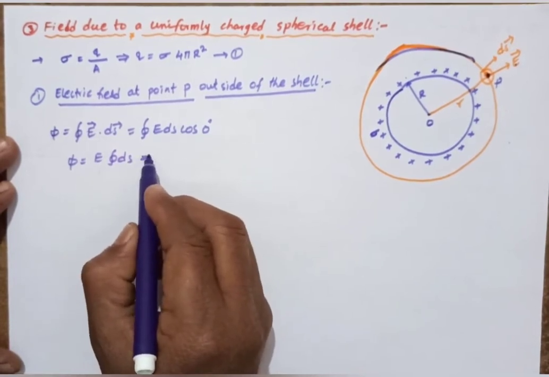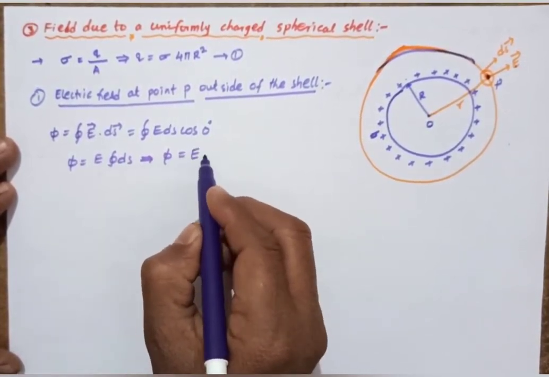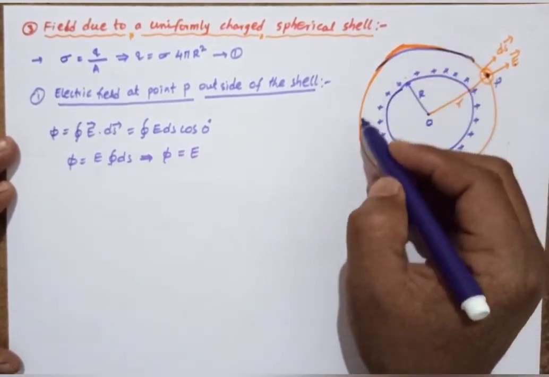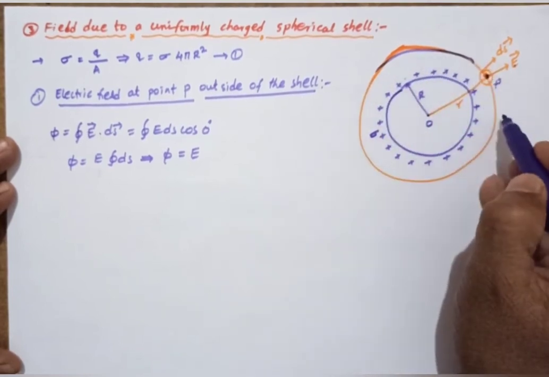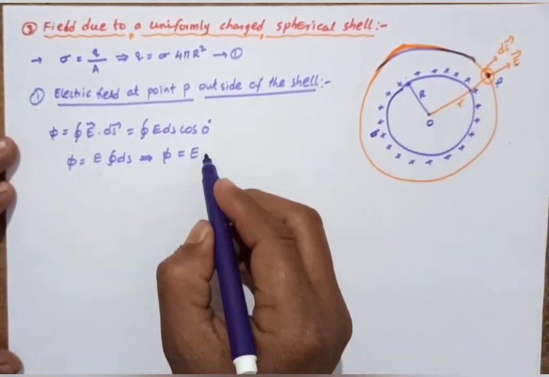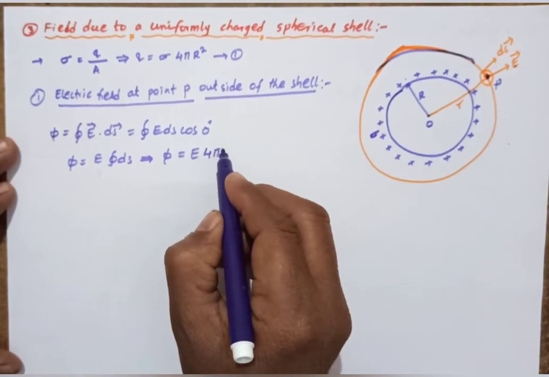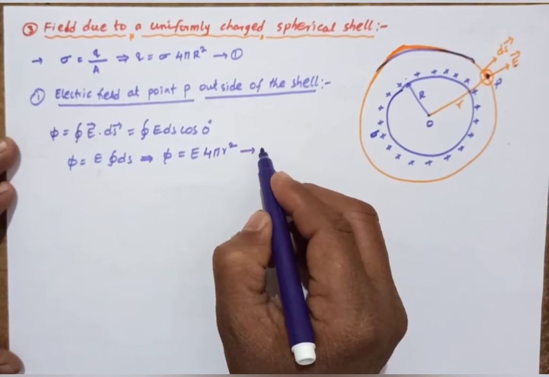So then flux Φ equals E into... so what is the area of this spherical shape, the Gaussian spherical shape? The radius is small r, so the area is 4πr². Okay, this is equation number 2.